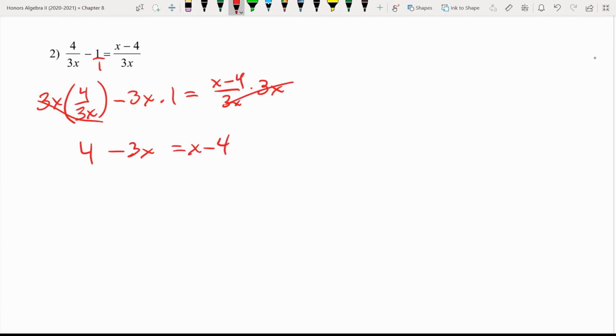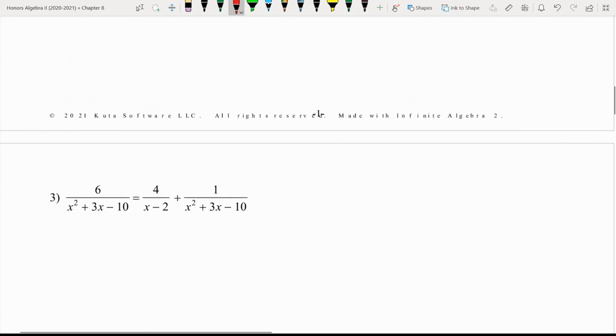and these cancel completely, so it's x minus 4. The rest of it's pretty simple here. -4 equals -8 when you move things around. x equals 2. That's the easy part.